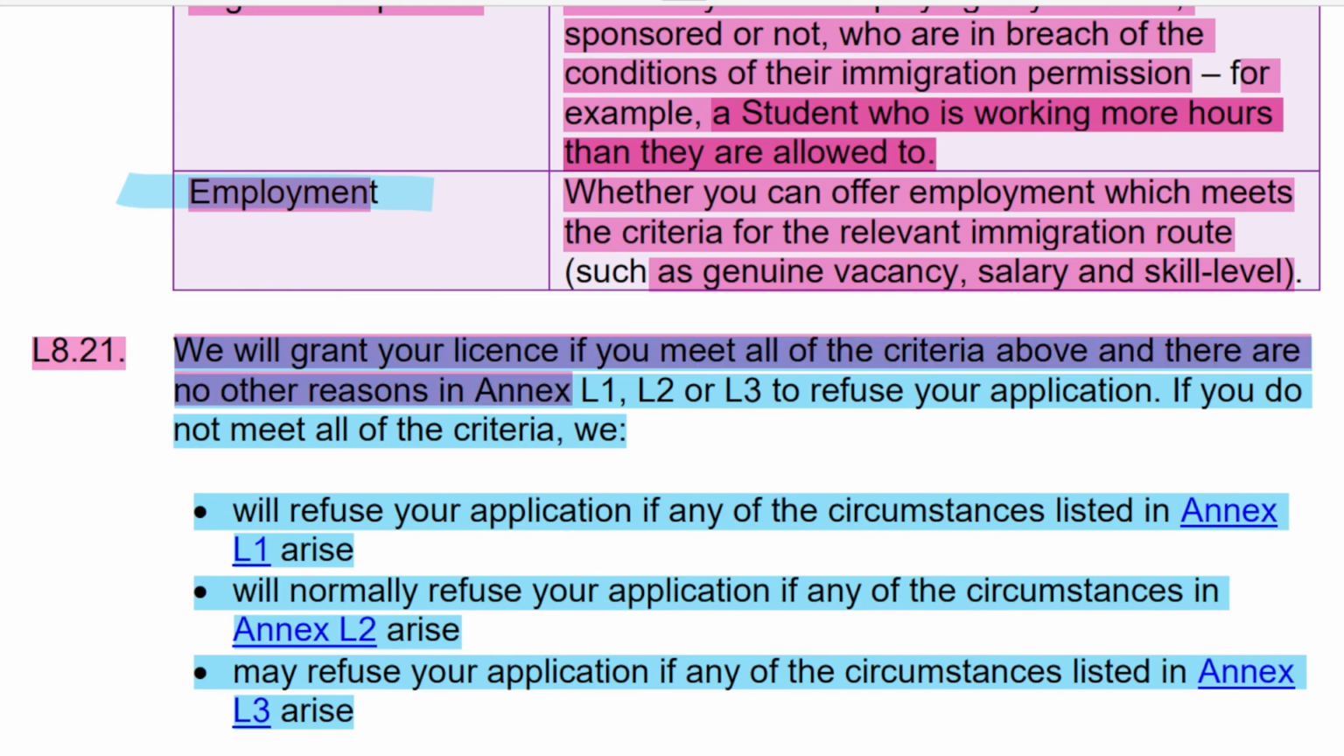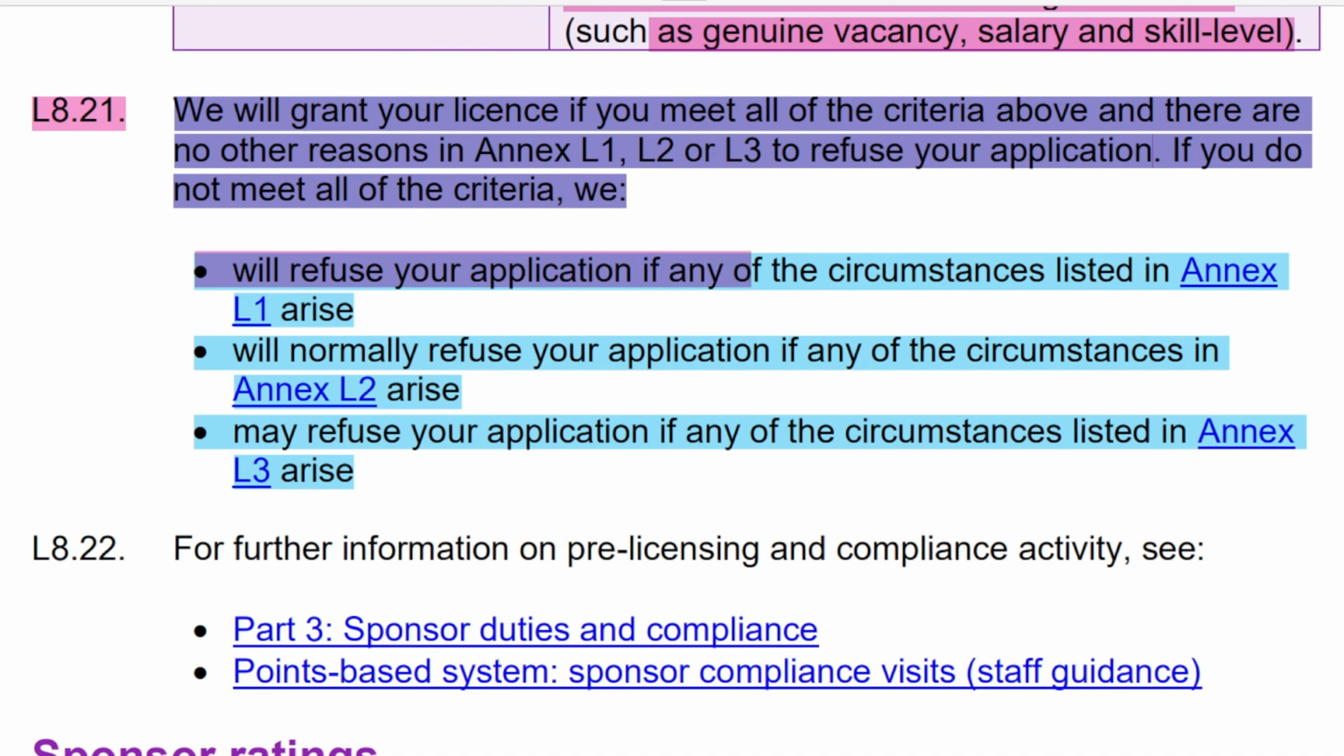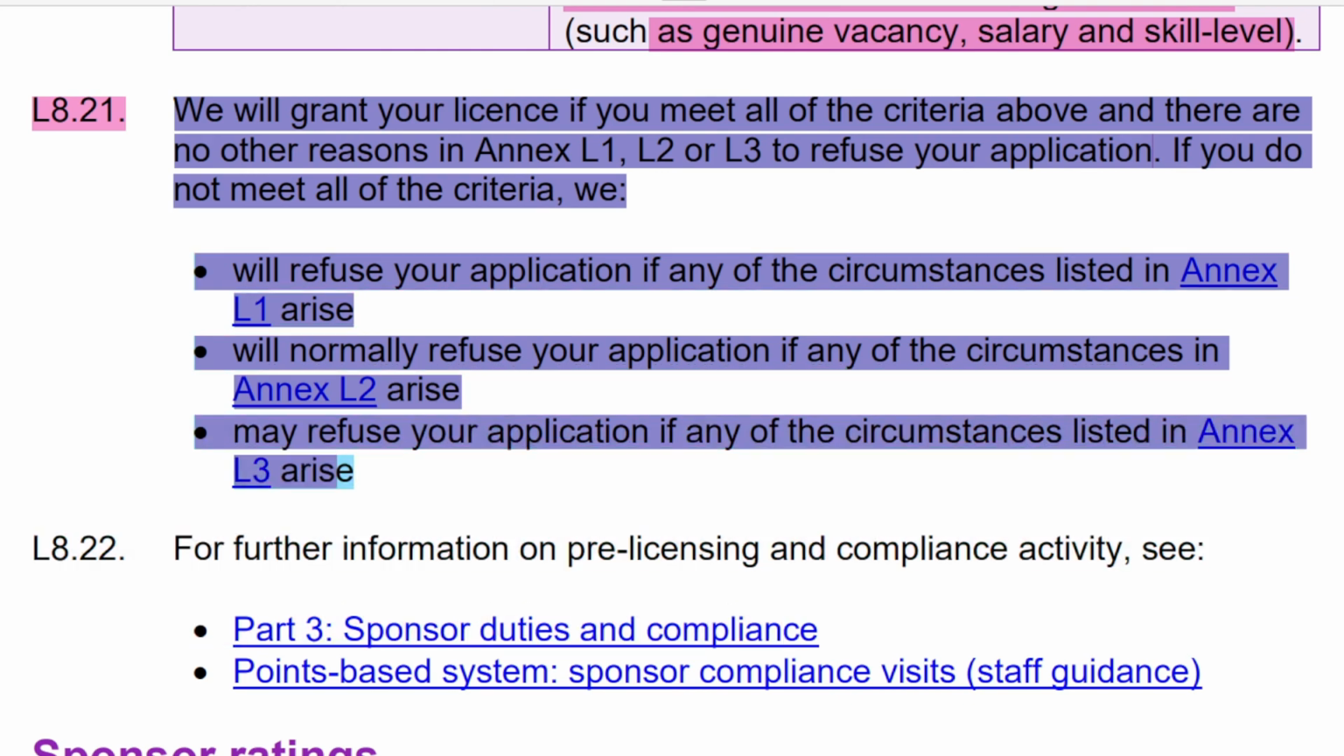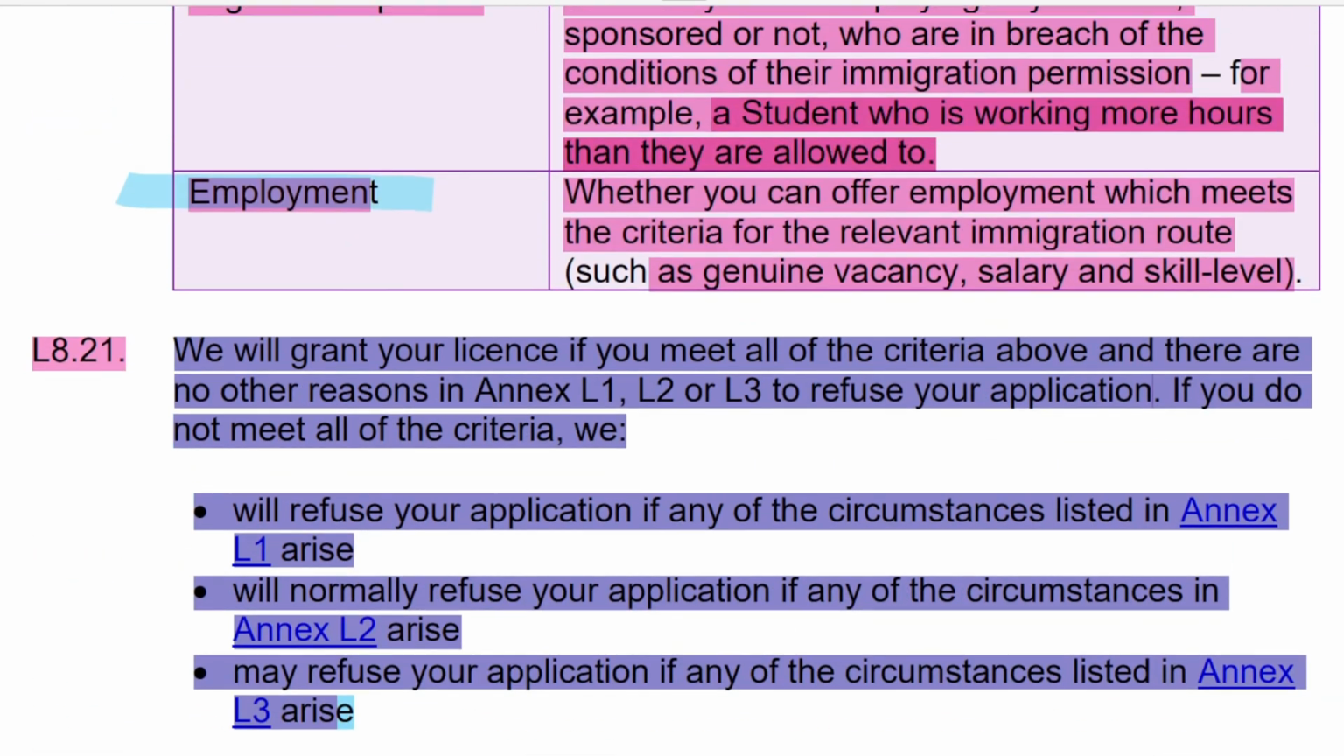L8.21, we will grant your licence if you meet all the criteria above and there are no other reasons in annexure L1, L2, L3 to refuse your application. If you do not meet all the criteria, we will refuse your application if any of the circumstances listed in annexure L1 arise. We will normally refuse your application if any circumstances in annexure L2 arise. We may refuse your application if any in annexure L3 arise. If you follow all the guidance provided in this L1, L2, and L3, in that case, you will get the sponsor licence.